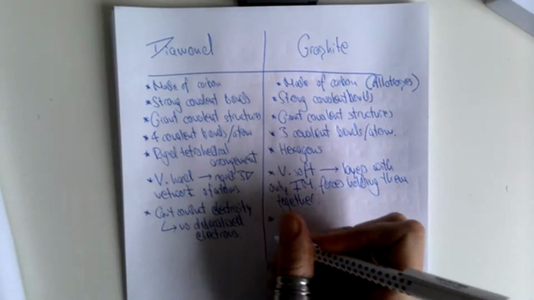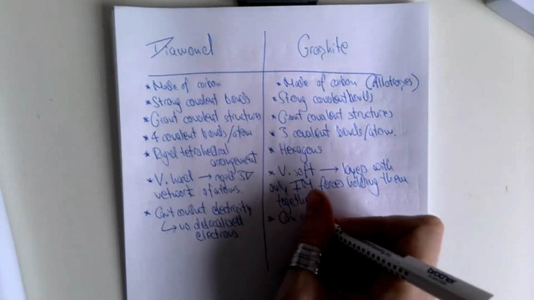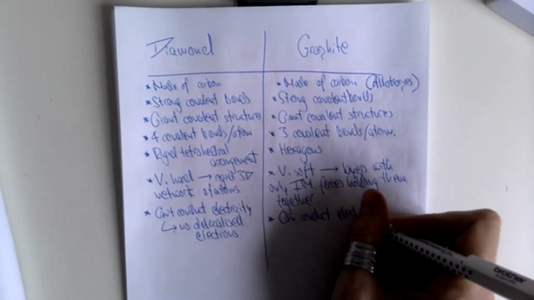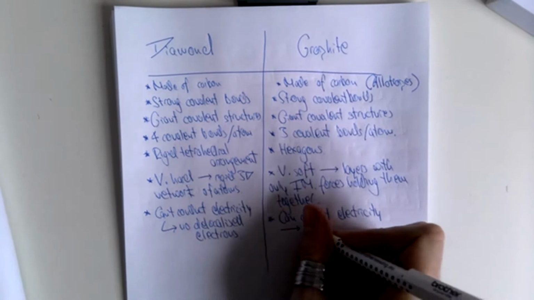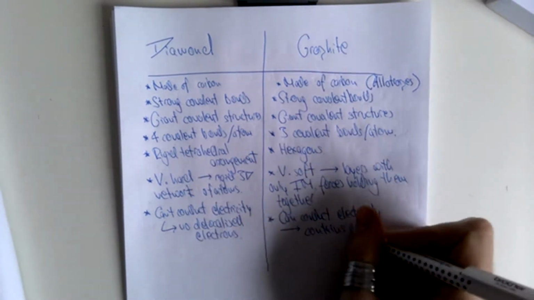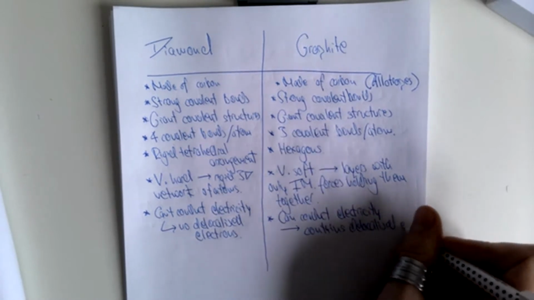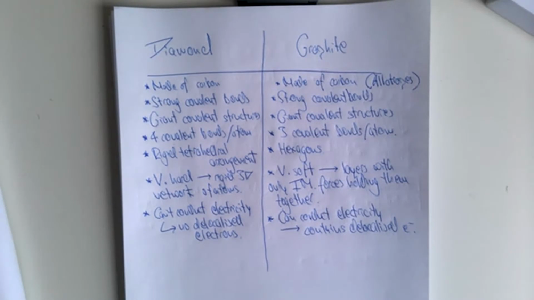Whereas graphite can conduct electricity because it contains delocalized electrons, due to only having 3 covalent bonds per atom and not 4.